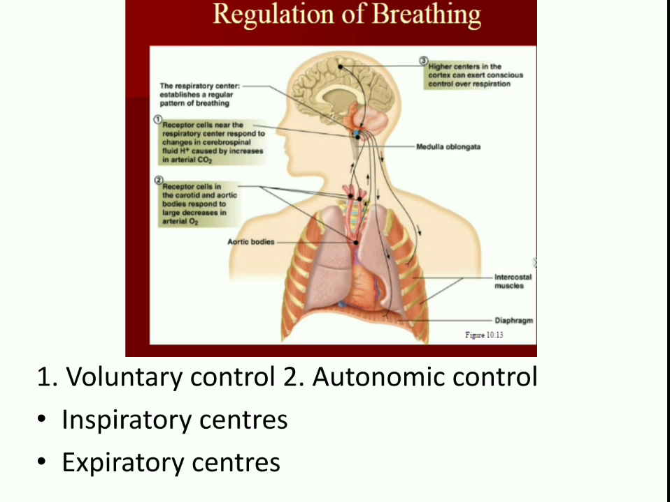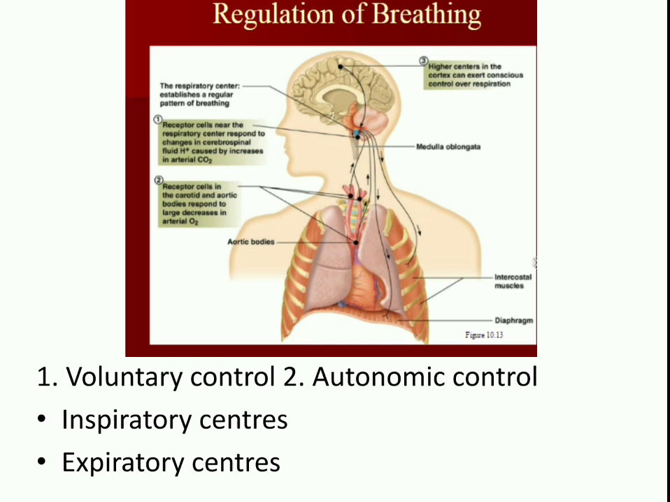Okay, while considering the mechanism, there are basically two types of mechanism. First is voluntary control, and next is autonomic control. With voluntary control, as we know, we can control our breath, right? The pattern of breath we can control. In many cases, it can be increased based on demands, and we can even reduce it. So it will have voluntary control.